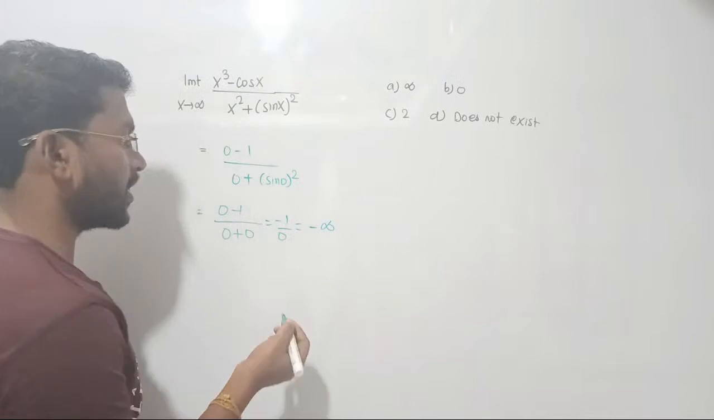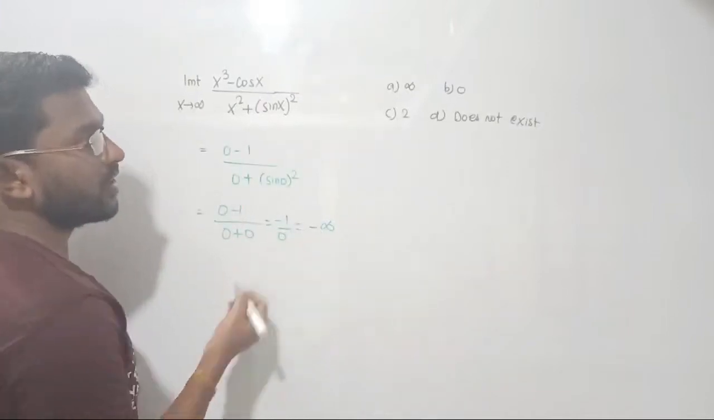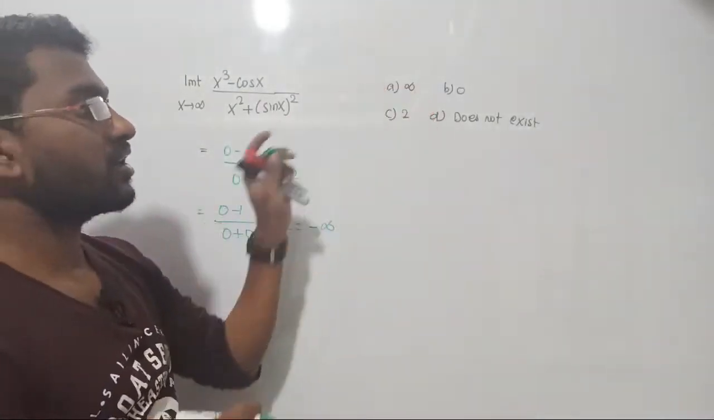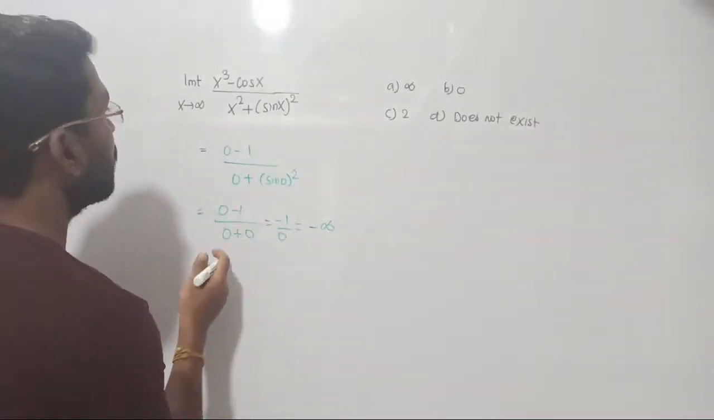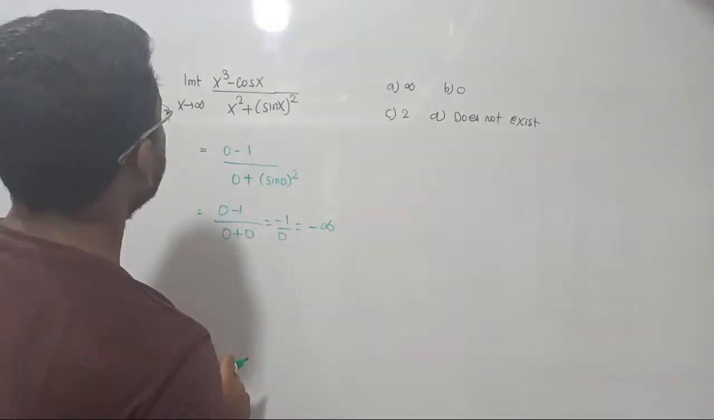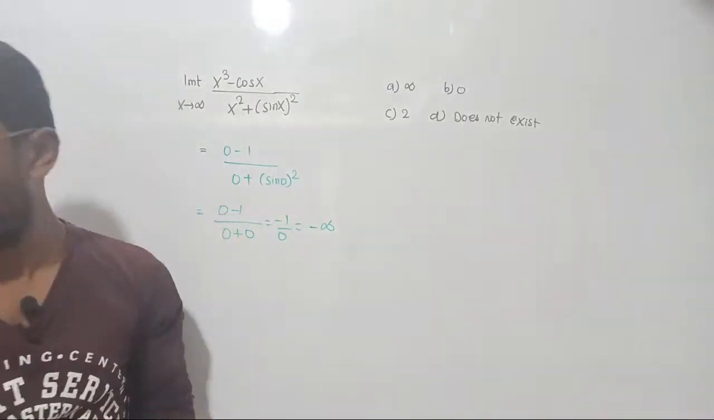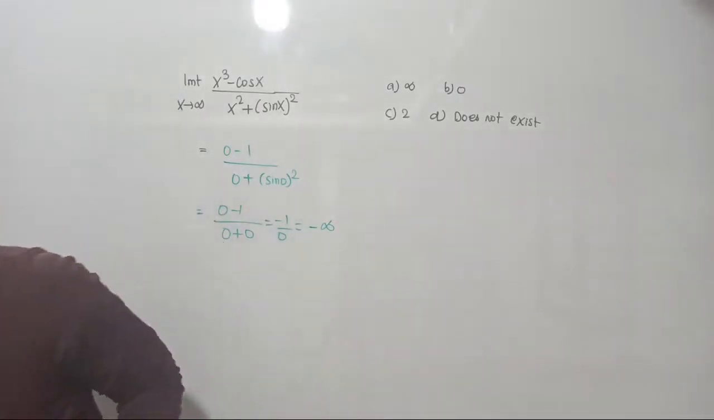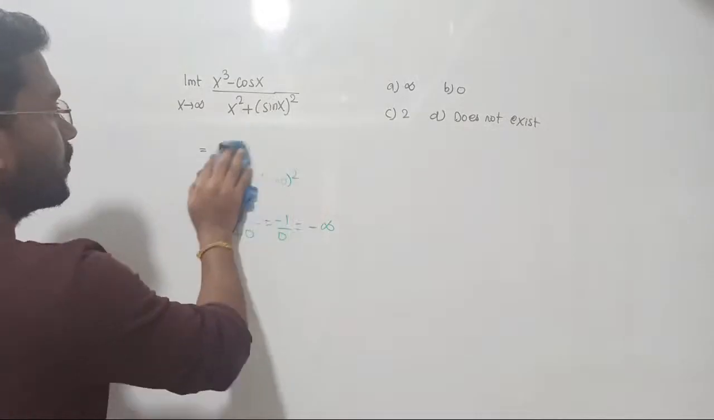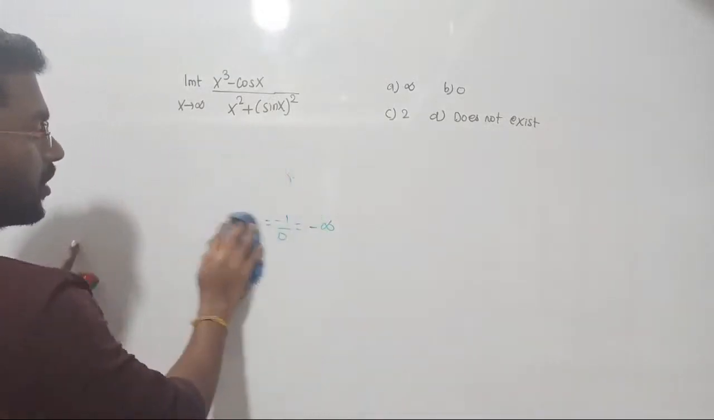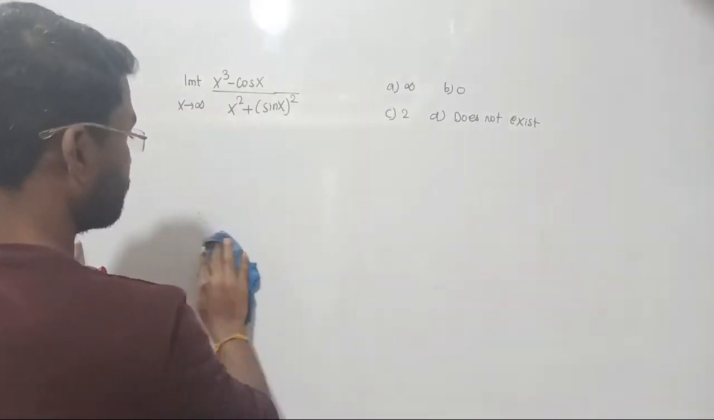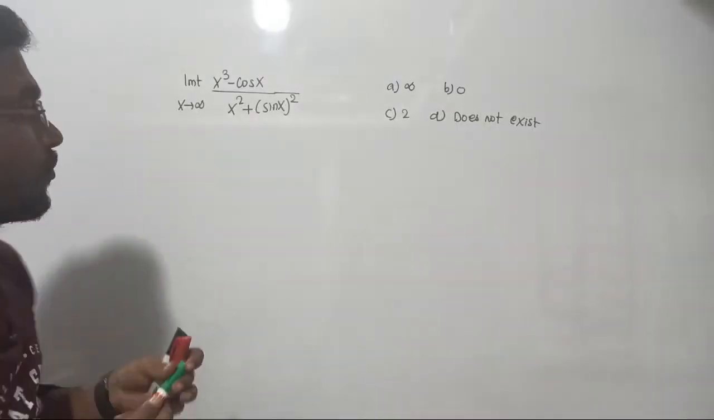Just to consider the magnitude, because in the options they are considering only infinity. So the thing is, oh, x equal to infinity, yeah. Sorry guys. Yeah, x equal to infinity. Sorry, I did not notice. Forgive me. x equal to infinity, now what is the answer?